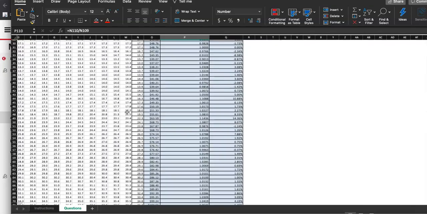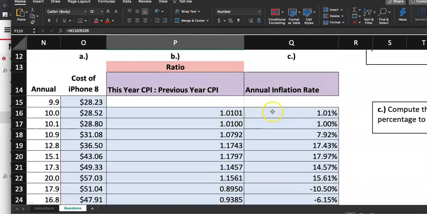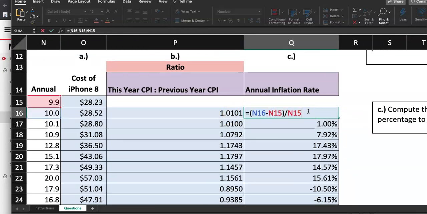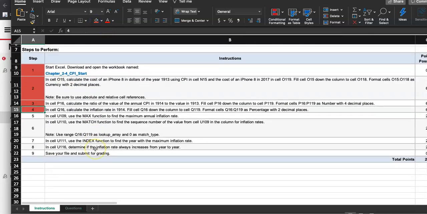It's hard to see. But the important formulas, if I just open it up one more time for you, I did N16 minus N15 in a parenthesis, and I divided that difference by N15. And then all I did was fill it all the way down. Now this one is a challenging Excel homework. All right, let's do number 5.